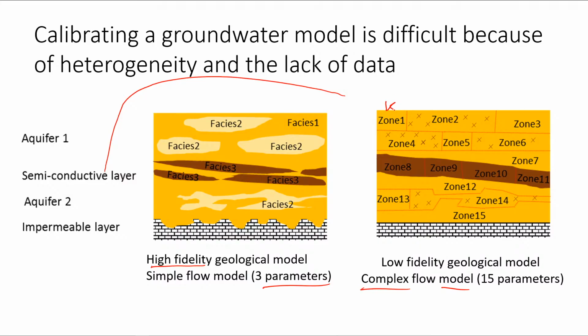So for zone 1, I have K1, K2, K3, K4, and so on until K15. So here I only have three parameters. Here I have 15 parameters. So this is a low fidelity geological model. It's not very representative. What is a complex model? It is one that has 15 parameters.